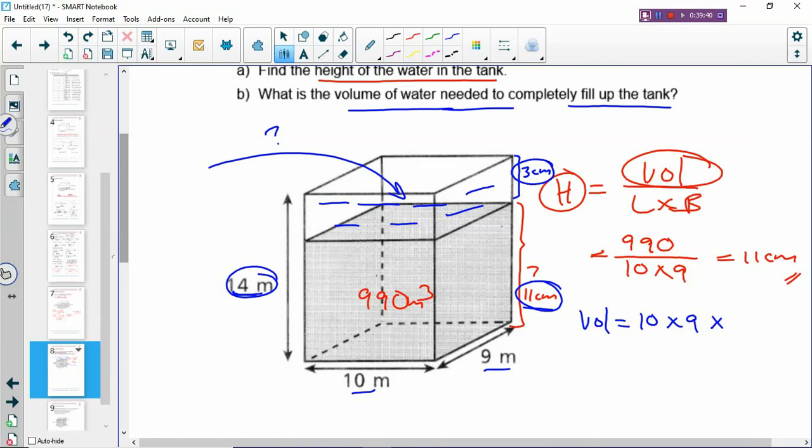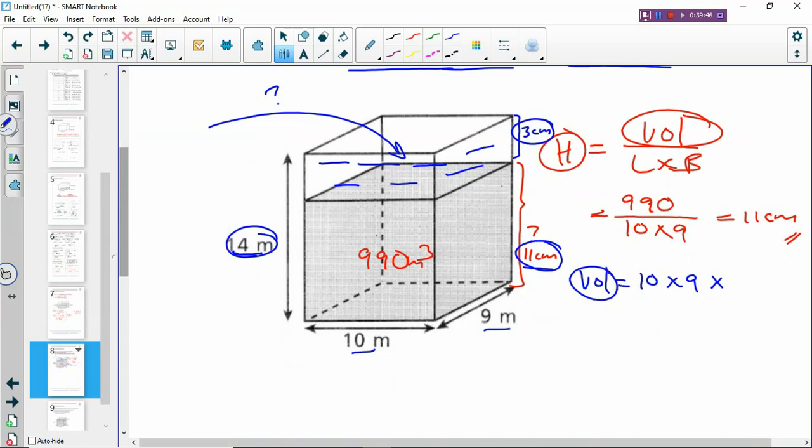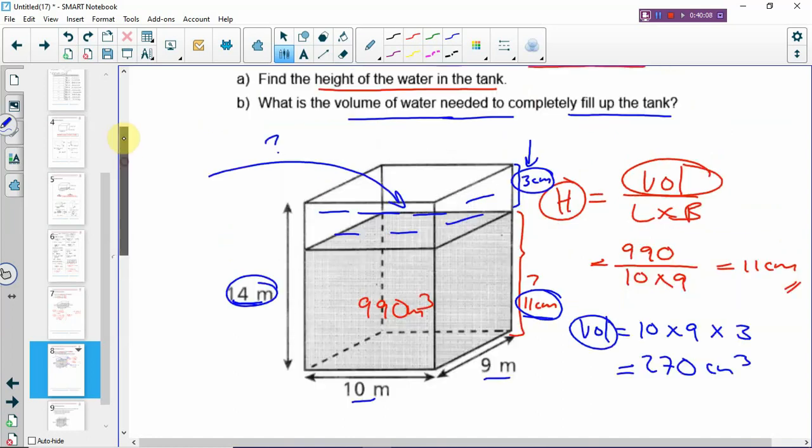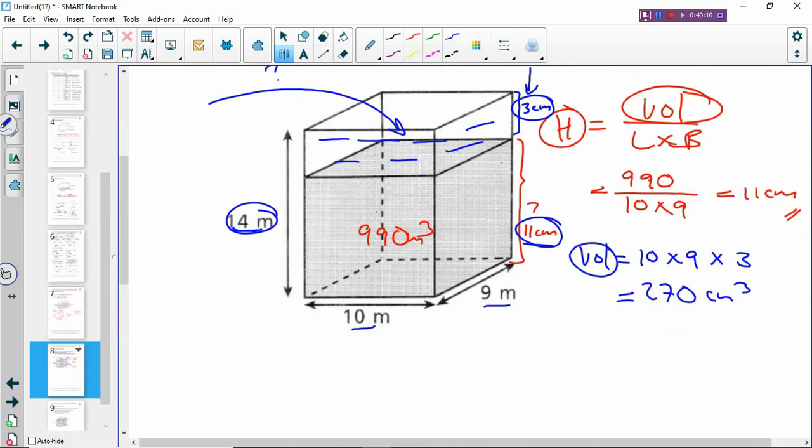Now, you look at the volume that you're finding, right? You're finding the volume of how much more water you can pour in. So you will need to look at this one, right? Because the height and the volume must always refer to the same thing. So the volume of how much more water is equal to length times breadth times the height of how much more water you can pour in. So that will give you 270 cm cube of water that you can pour inside. So your answer will be 270 cm cube.